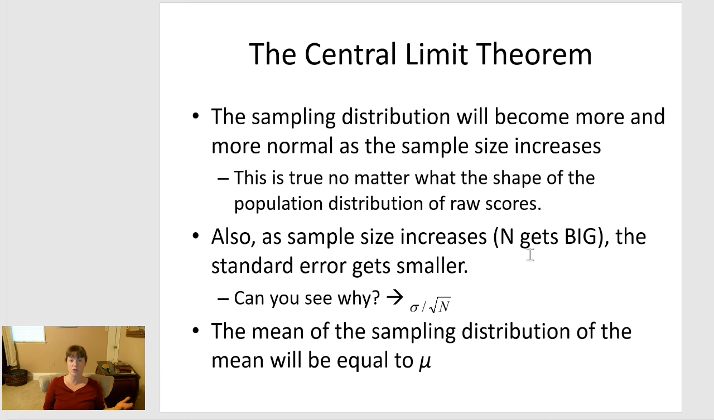And as sample size goes up, standard error gets smaller. As n gets bigger, standard error gets smaller. Because let's use my IQ example. If I have 25 people in each of my averages, my infinite number of averages, I'm going to have a sampling distribution with a standard error of 3. But now let's say I have 100 people in each sample average.